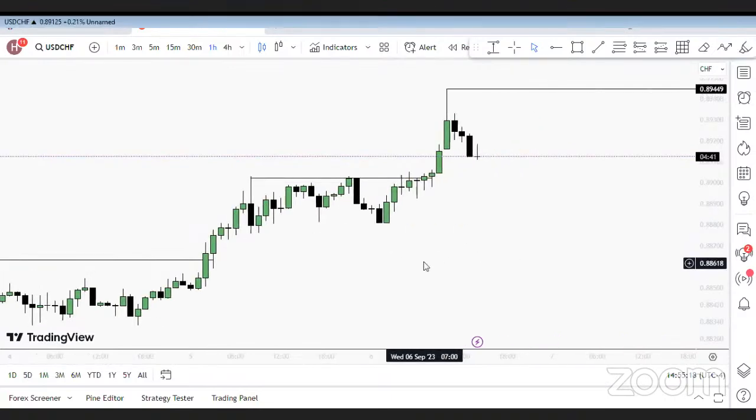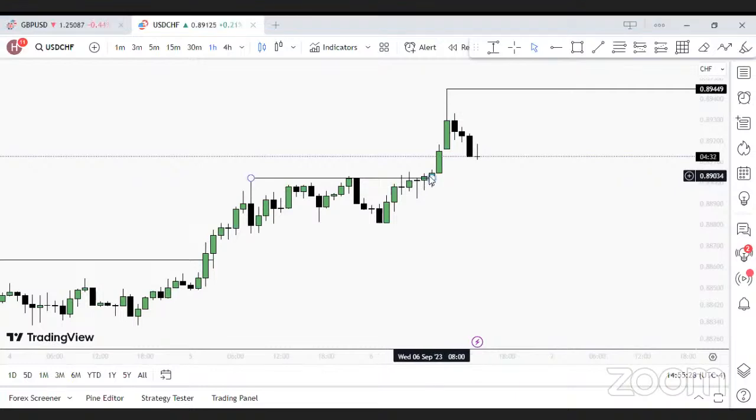And look at this also. We have a valid breakout here. What happened? I'll take my entry from here, which is the next open candle. I'll take my entry.